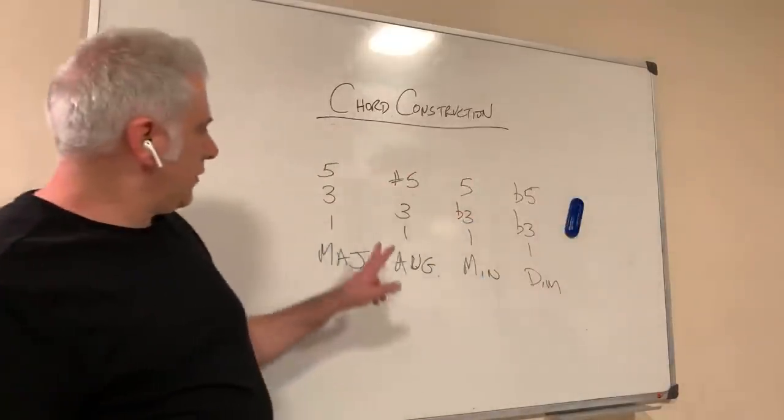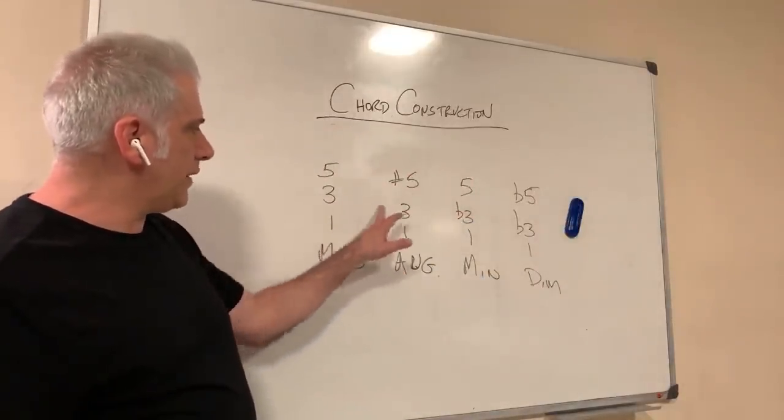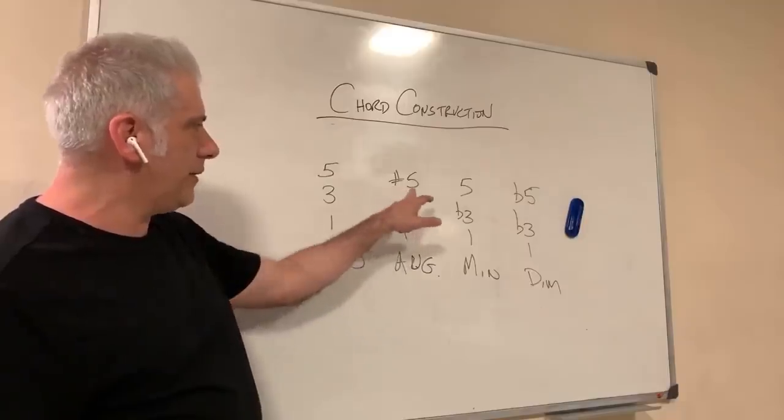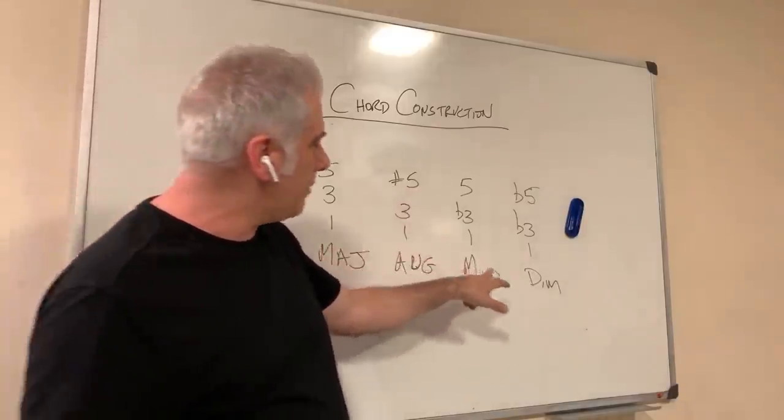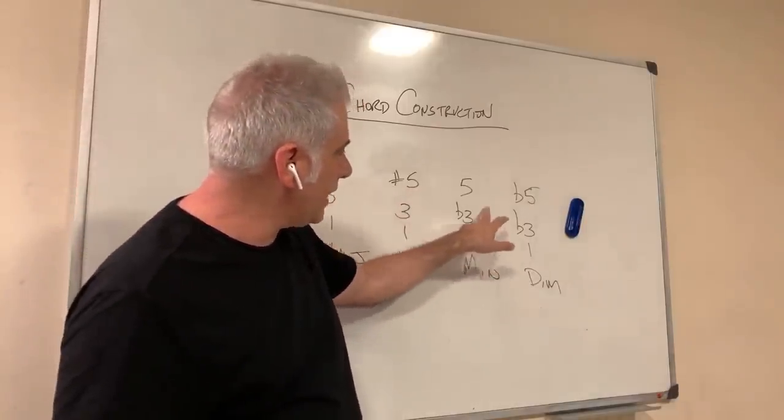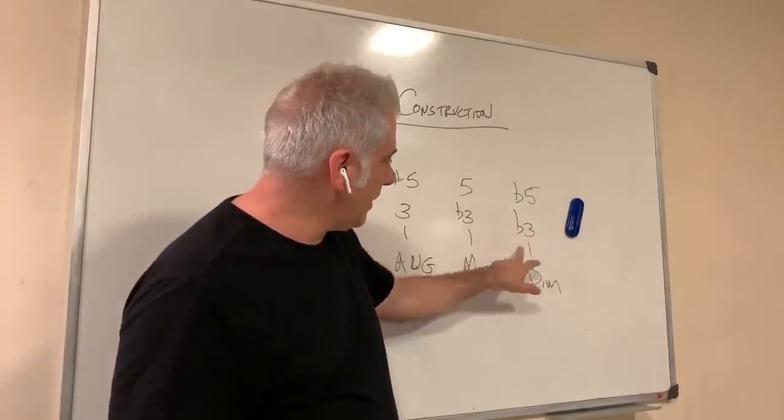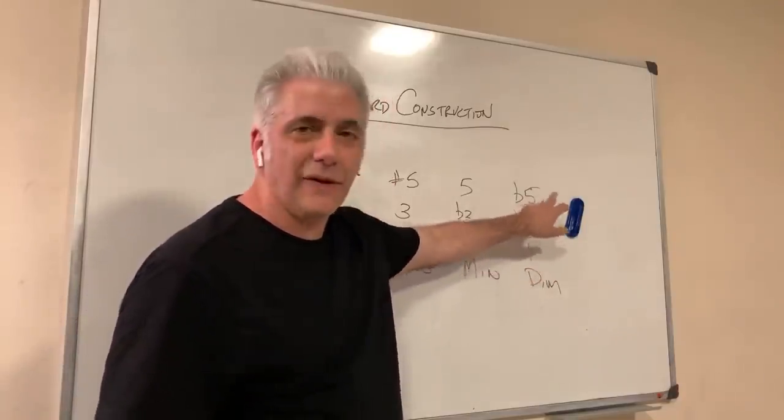Okay? The reason I relate these two together is because the 1 and 3 are the same, and then the augmented uses the sharp 5. The minor, 1, flat 3, is the same as the diminished, but the diminished has the flat 5.